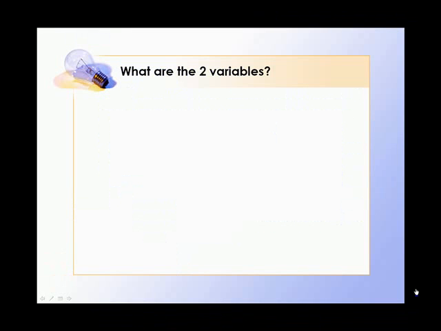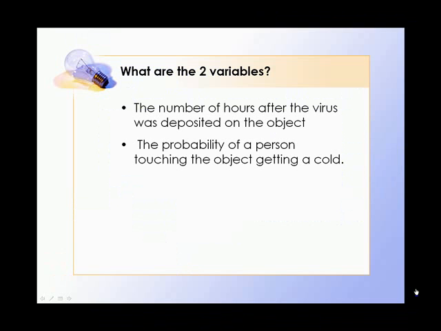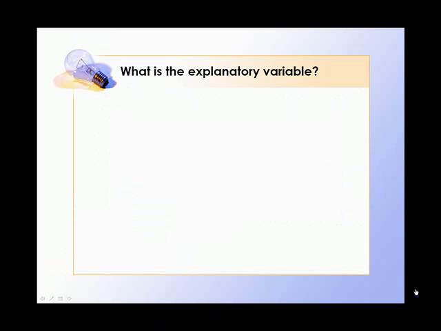What are the two variables? The number of hours after the virus was deposited on the object, and the probability of a person touching the object getting a cold. What is the explanatory variable?